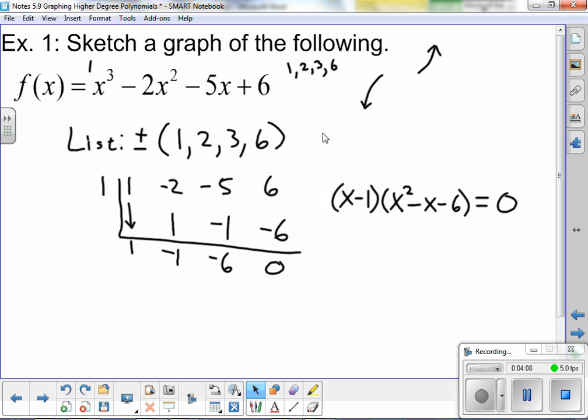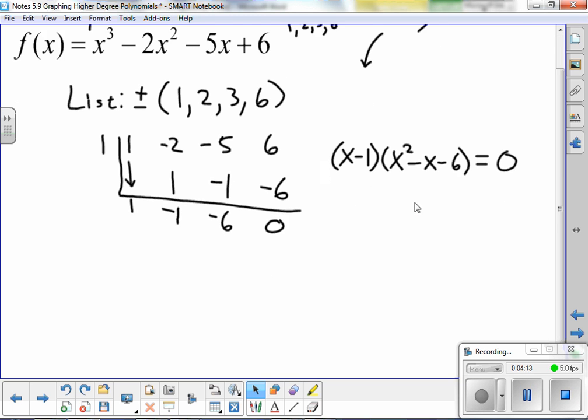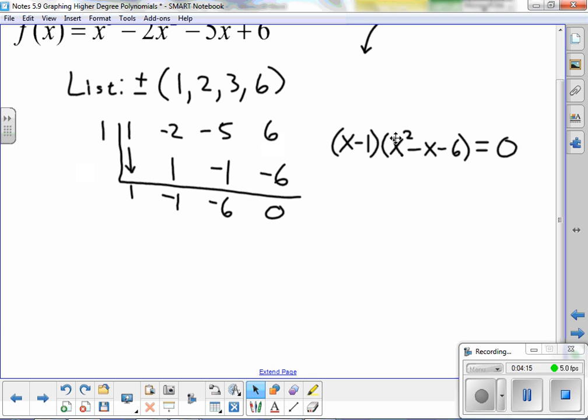At this point, you can stop with the guessing and checking because you have a quadratic. So once you have a quadratic, you can split it apart, or if you are good at factoring, you can factor this. So this actually does factor some more. So that would be x minus 1, then x squared minus x minus 6 factors into x and x, with a -3 and a positive 2.